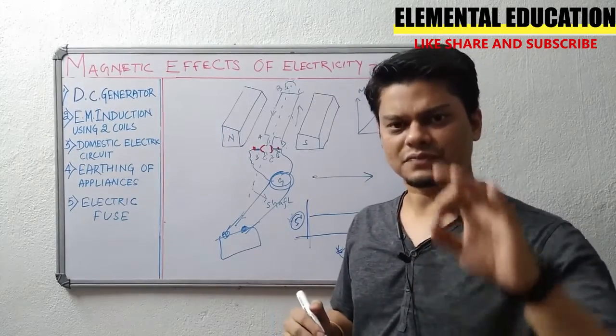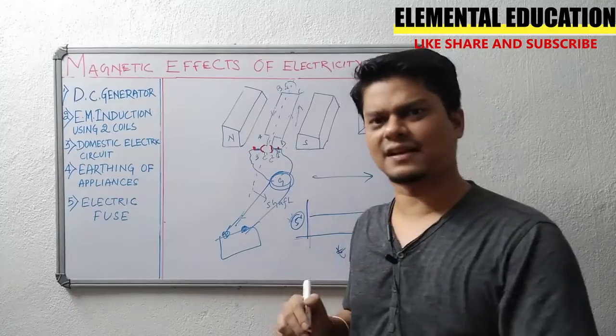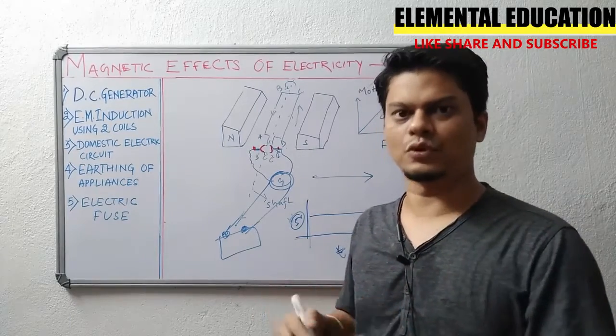So similarly, we can use an AC motor as an AC generator. So both the constructions are the same, only the working is different.